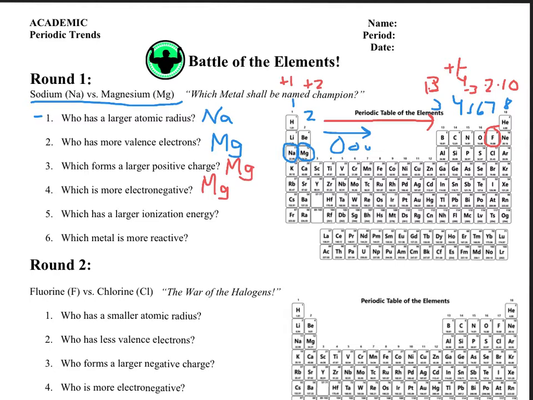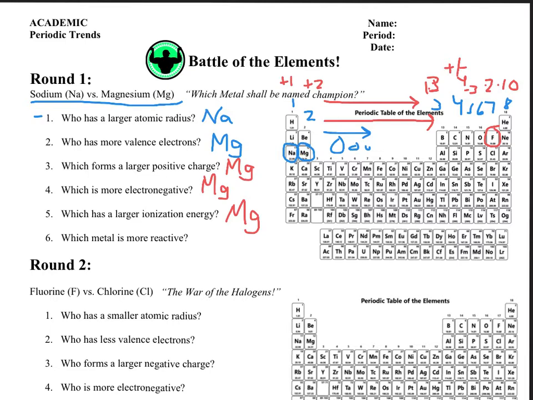Who has the larger ionization energy? That trend, if you remember, the smaller the element, the harder it is to pull an electron off of it. So as you go from left to right across the periodic table, because elements are getting smaller, it's going to be harder to pull electrons off of it. So that means it's going to require more energy. So since magnesium is smaller in size, it's going to take more ionization energy to pull an electron off of it because it's holding onto its electrons even tighter.